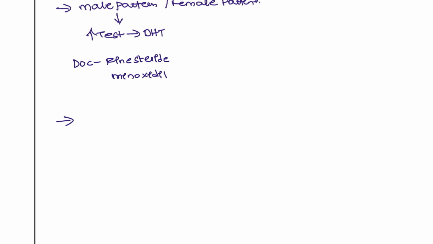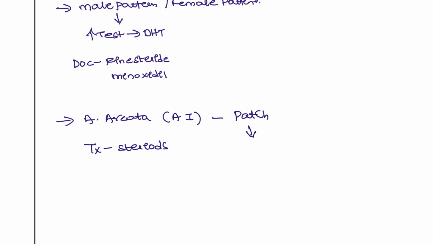Next one, alopecia areata. This patient has an autoimmune condition, and here the treatment is steroids, and the hair loss is patch-like loss. And if you look at this under histopathology, you are going to see the exclamation mark. Okay, exclamation mark hairs are seen.